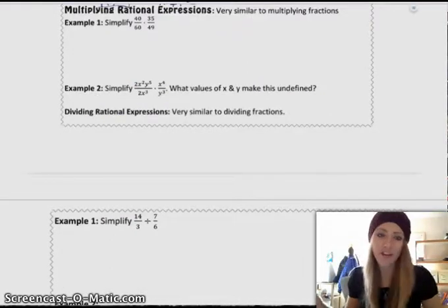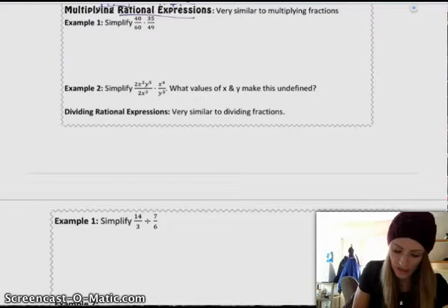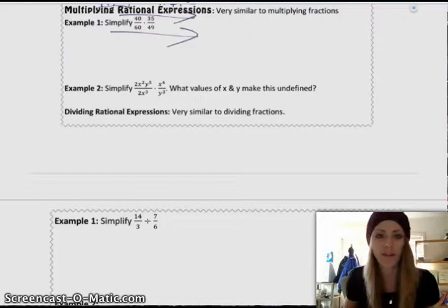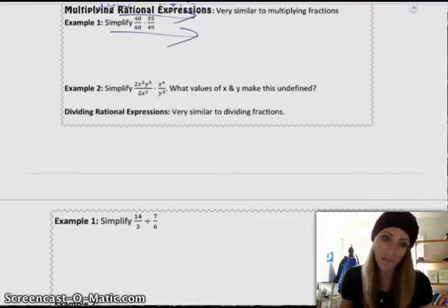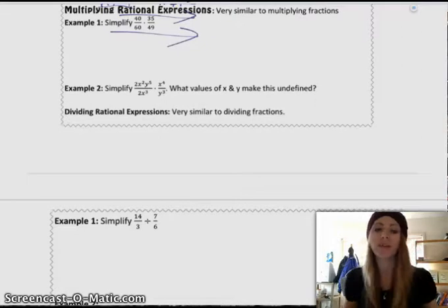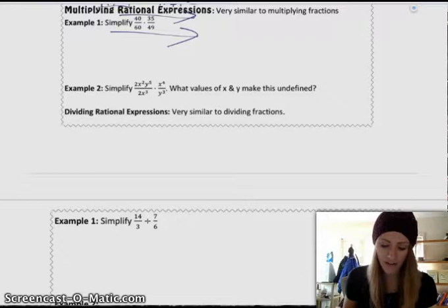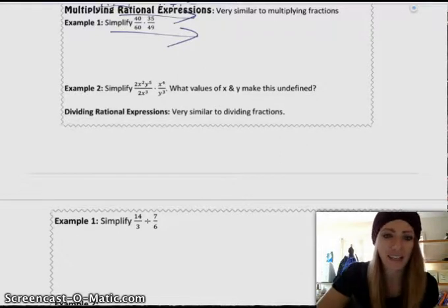Same thing as multiplying fractions. You multiply straight across the top and multiply straight across the bottom, and then you can simplify. Or you can simplify first and then multiply straight across. It doesn't really matter what order you do them in. So when the numbers are really big, I would recommend simplifying first before you multiply, like in this 40 times 35 over 60 times 49, because those are some nasty numbers.